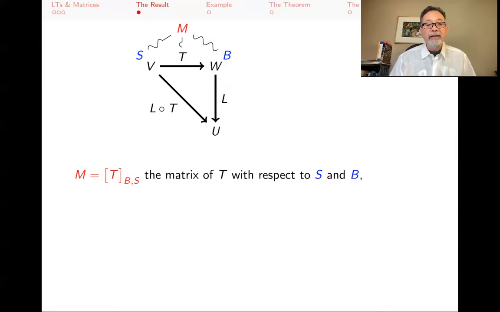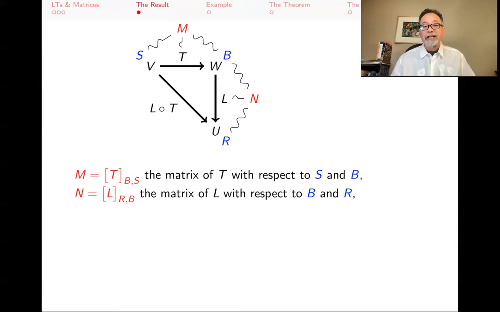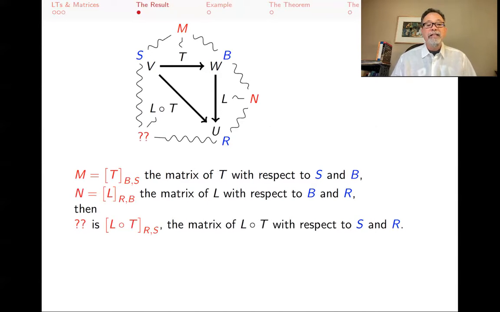Then we go to L, and we need a basis for U. So now I have a basis for W, B, and a basis for U, R, and L is a linear transformation again between finite dimensional vector spaces. And again, I can define a matrix for that. So N is going to be the matrix of L with respect to B and R. And the question is, okay, if I have the matrix M and the matrix N, then what is the matrix of L circle T, when you compose L and T, with respect to S and R? So I have these two matrices M and N. What is the matrix of L circle T with respect to S and R?